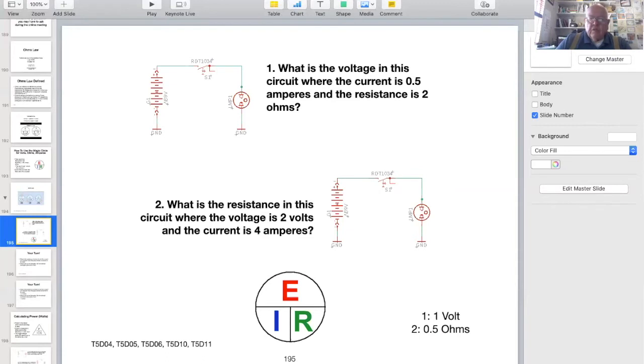In the first question, we know the amps, 0.5 amps, and the ohms, 2 of them. We want to know the volts. The magic circle says to multiply amps times ohms, which would yield 1 volt as the answer. In the second question, we know that the voltage is 2 volts and the current is 4 amps, and we need to know the resistance. The magic circle says to divide volts, which is a value of 2, by amps, which is a value of 4, which would yield 0.5 ohms, or 1/2 ohm, as the answer.